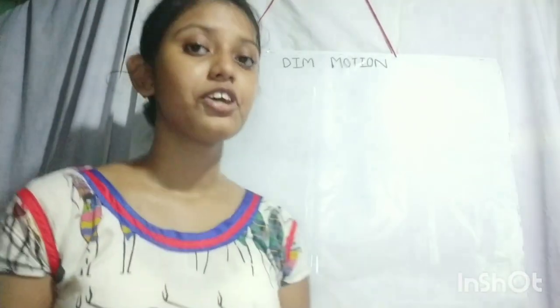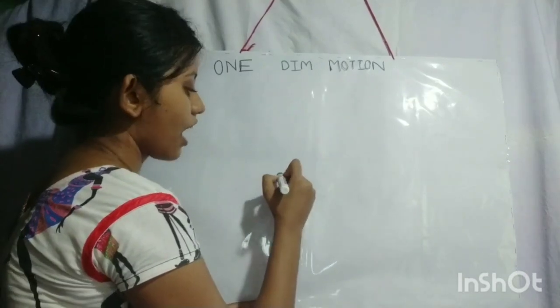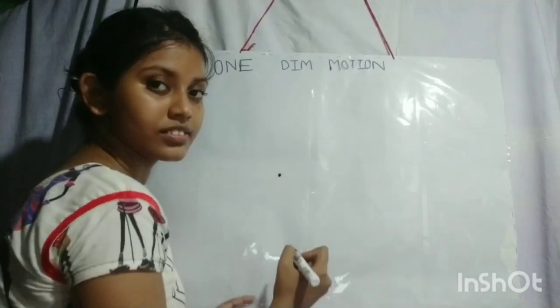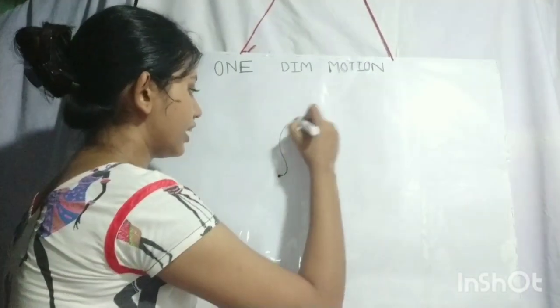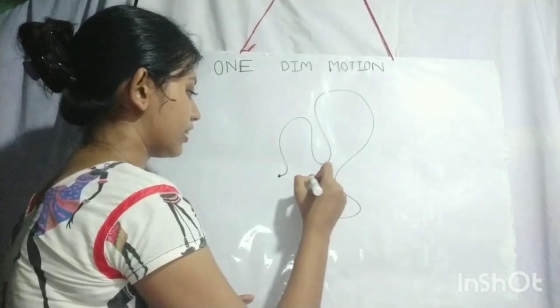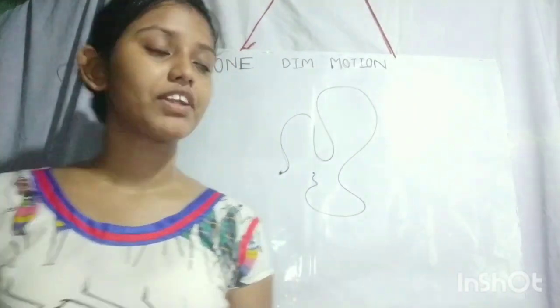In this chapter, you will be introduced to some physical quantities related to motion. First, let's come to what displacement is. Let a point be here, and it will go here. So what is the displacement of the point?